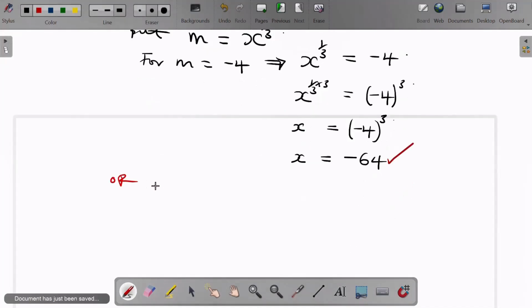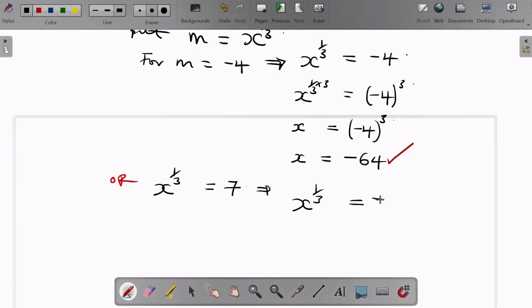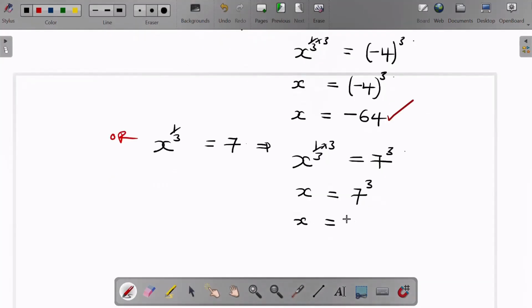Or we should have x raised to the power of a third equaling 7. For the powers, we are going to multiply the powers by 3 on both sides, so that we have x equaling 7 raised to the power 3. And 7 raised to the power 3 is the same as 343. This becomes the answer for number 2.